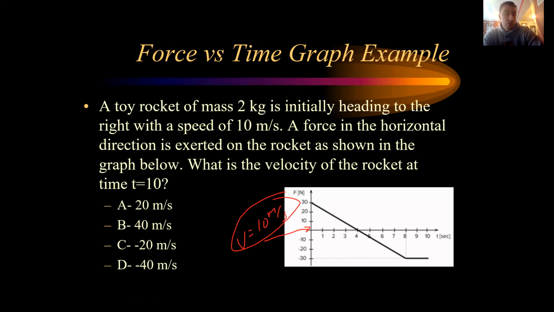A force in the horizontal direction is exerted on the rocket as shown in the graph below. So it has a non-constant force on it. What is the velocity of the rocket at time equals 10 seconds? We want to know velocity final here.